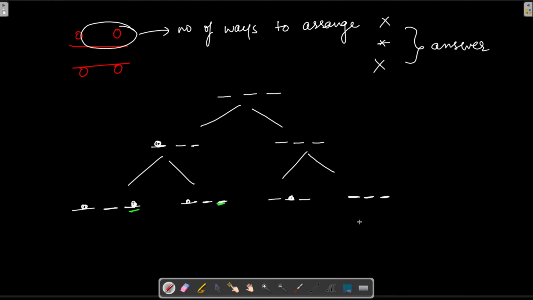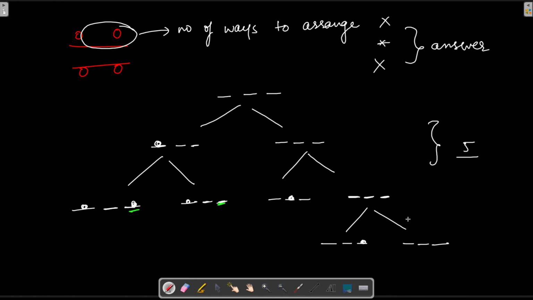Now let's come to this side. Now we can either put a house here or we can decide to keep it empty. So these are all the states that we can come up with. This is 1, 2, 3, 4, and 5. So we have in total 5 states.